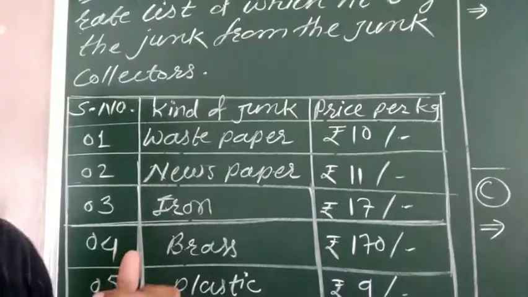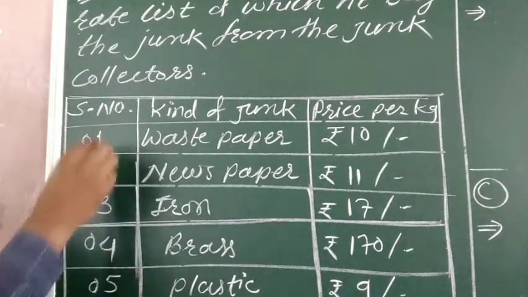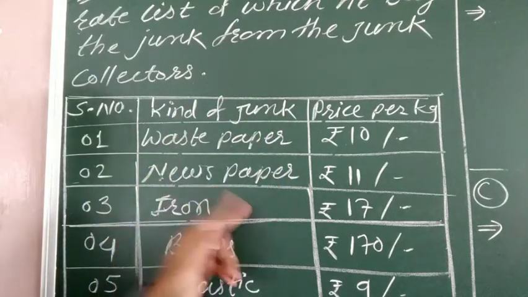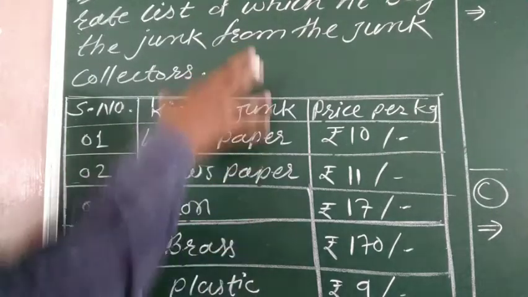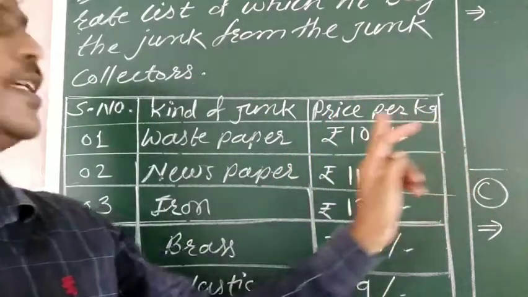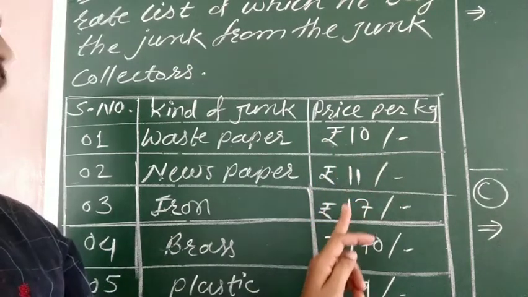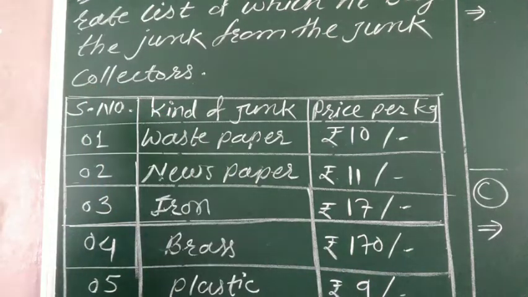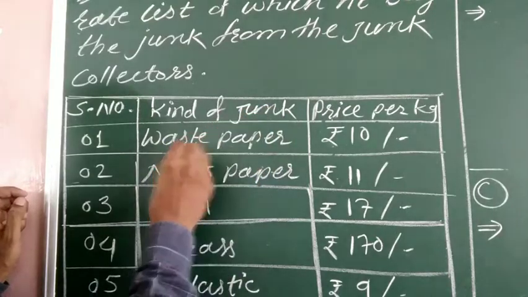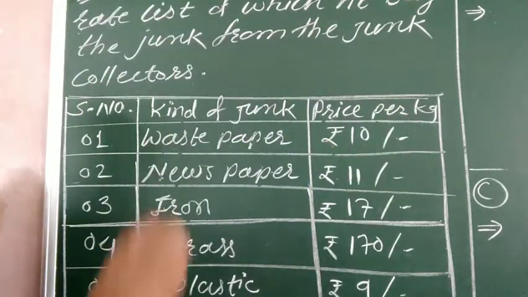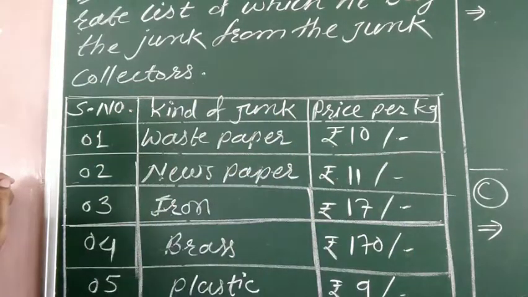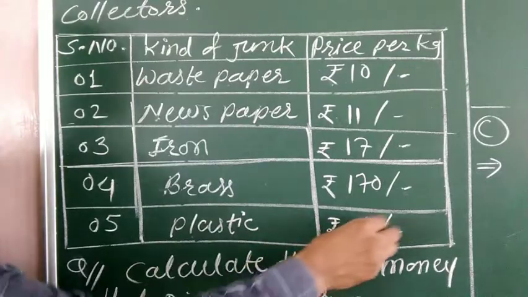Now see, this is the rate list. The first column is serial number 1, 2, 3, 4, 5. Then the kind of junk: waste paper, newspaper, iron, brass and plastic. These are the names of the junk. And see, price per kg: waste paper is rupees 10 per kg, newspaper is 11 rupees per kg, iron is rupees 17 per kg, brass is 170 per kg, and plastic is rupees 9 per kg.